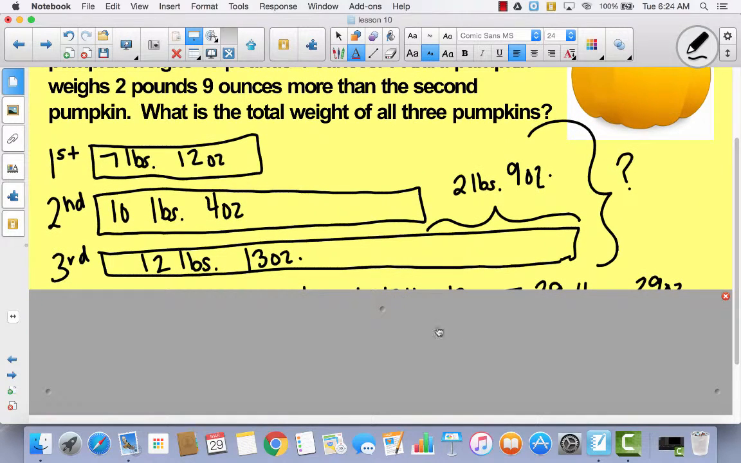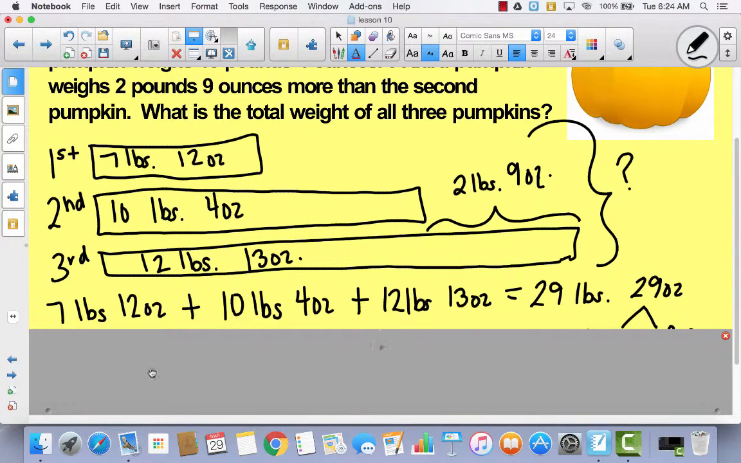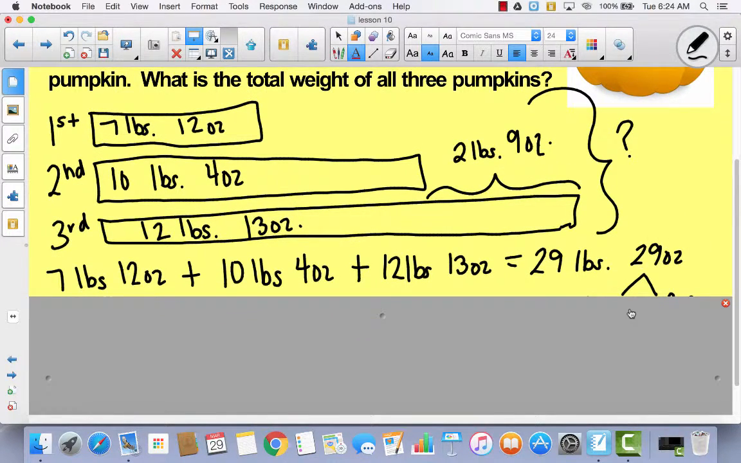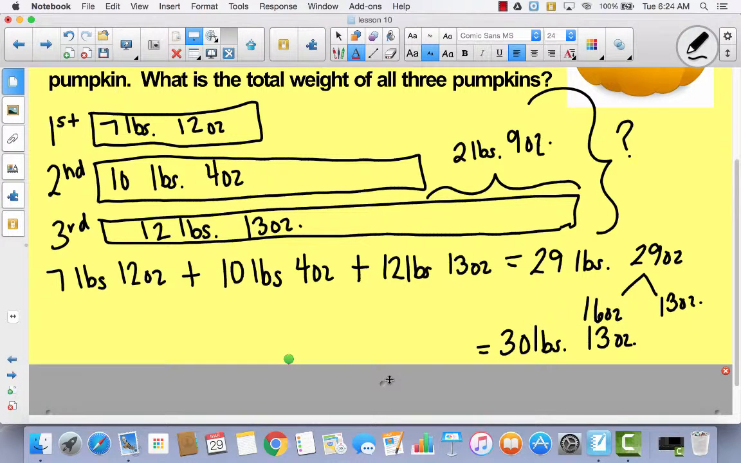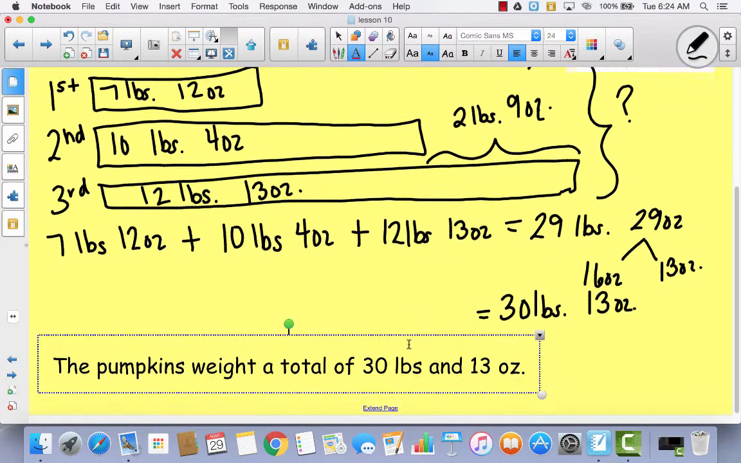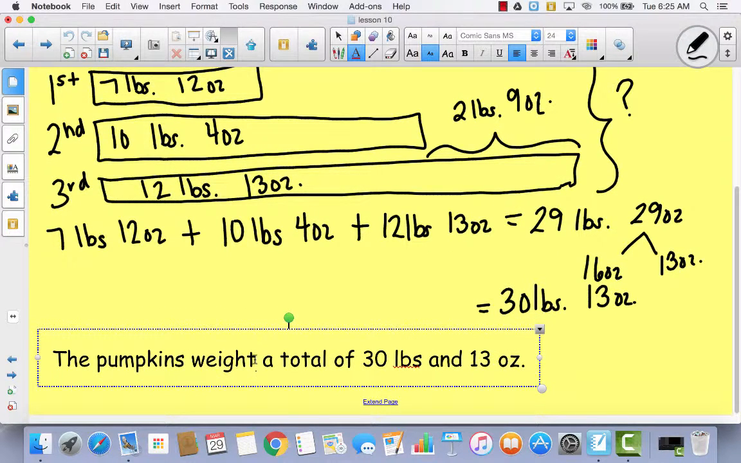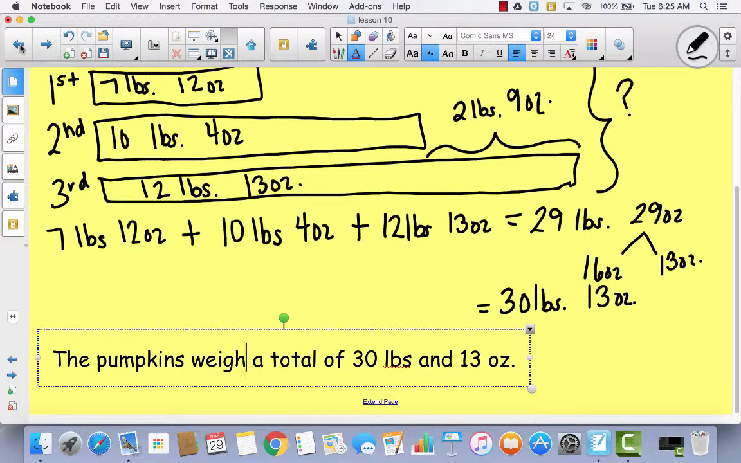Then to find the total weight of all 3 pumpkins, I added them all together. So I just added pounds and pounds and pounds, and that was a total of 29. And then I added all of the ounces, and that was also a total of 29. So then I decomposed this 29 ounces into 16 ounces and what was left over, because there are 16 ounces in a pound. So that gave me a total of 30 pounds and 13 ounces. So I wrote my sentence. The pumpkins weigh, this should be weigh instead of weight, a total of 30 pounds and 13 ounces.